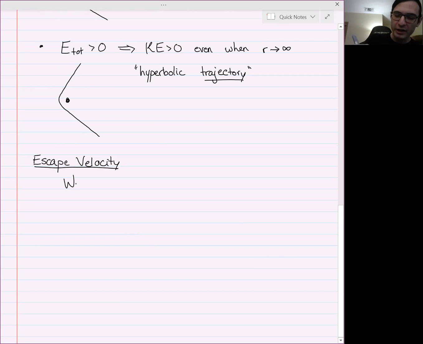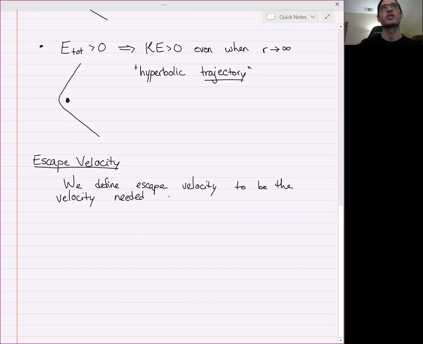So we define escape velocity to be the velocity. So this is the outward pointing velocity, by the way. The velocity needed, actually, okay, let me rephrase. It doesn't actually have to be outward pointing. This is just the speed needed so that the total energy of the system, the gravitational potential energy plus the kinetic energy, is equal to 0, starting at distance capital R, let's say.